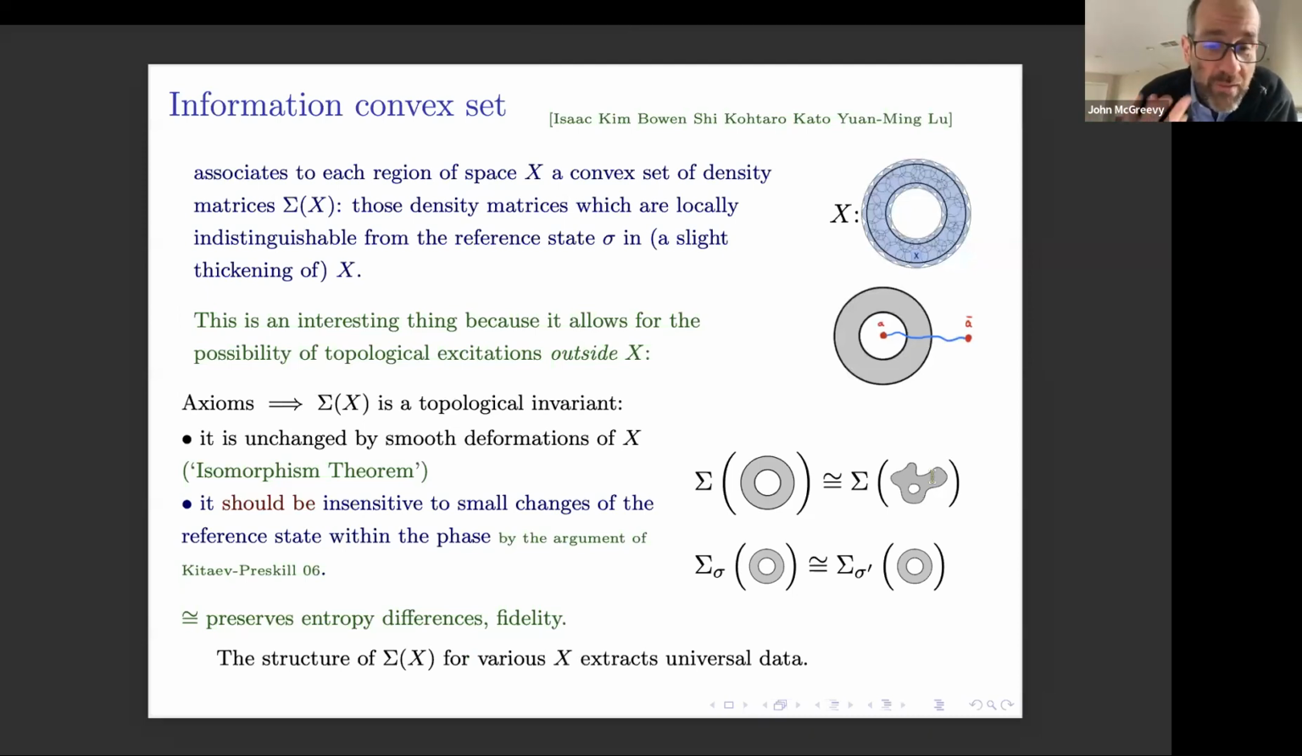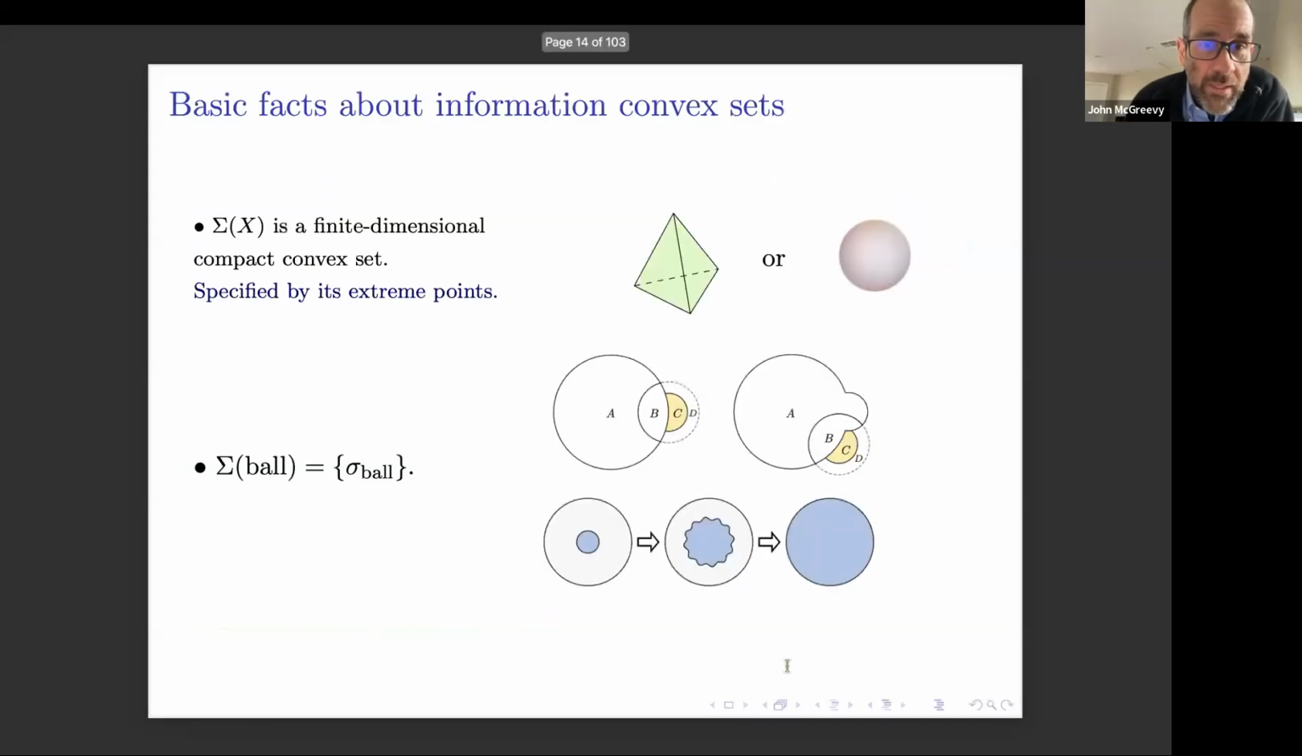And so the structure of this convex set for various choices of X is a way to extract the universal data. So a few first steps. If the local Hilbert space is finite dimensional, the information convex set is a finite dimensional compact convex set, and such a set is specified by its extreme points. Essentially, they come in two forms. It can be a simplex, where the extreme points are isolated, like the vertices of a triangle. Or it could be like the Bloch ball, the set of density matrices on a qubit, where the extreme points come in a continuous family, the Bloch sphere. Pure states are the extreme points of that convex set.